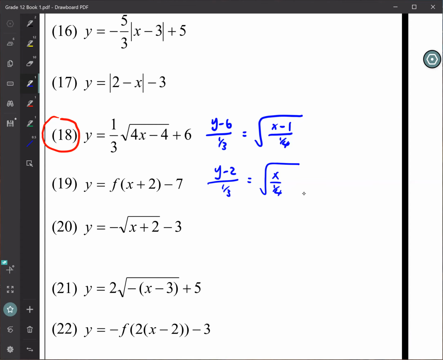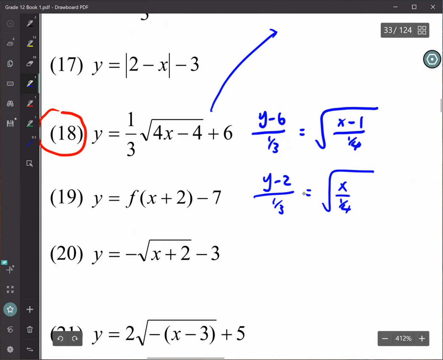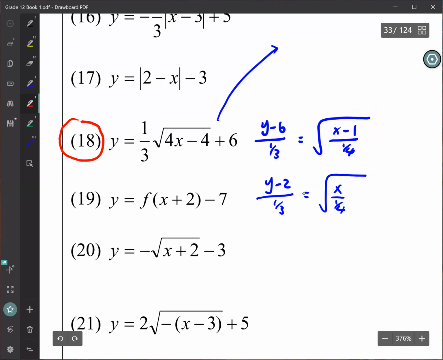Okay, let's go over the steps. I hope you also learned something from this one. First thing, you have to move everything over that's movable. Anything inside the square root has to stay there for now. So the plus 6 needs to go over, and then the multiplication by 1/3 needs to go over. You always move the plus 6 over first, so that gives you y minus 6. Then you divide by 1/3, because it's multiplied by 1/3 on the other side. You do the opposite.